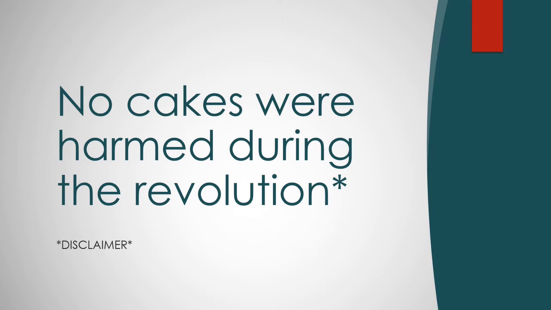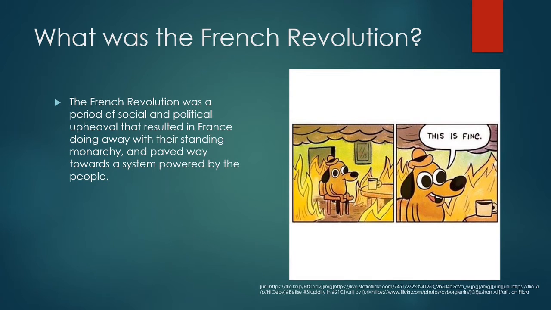So what was the French Revolution? The French Revolution was a period of social and political upheaval that resulted in France doing away with their standard monarchy and paved the way towards a system powered by the people. Does this type of revolution sound familiar to you guys? It should. You live in a country where it was founded by a revolution.